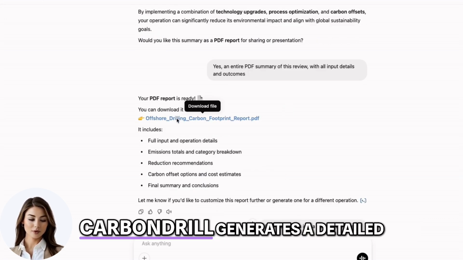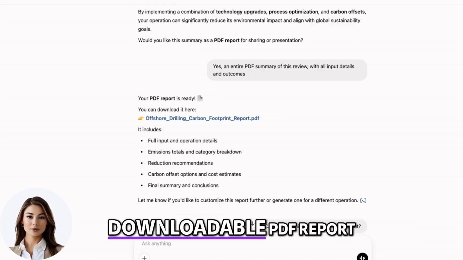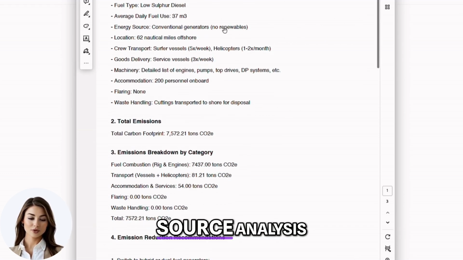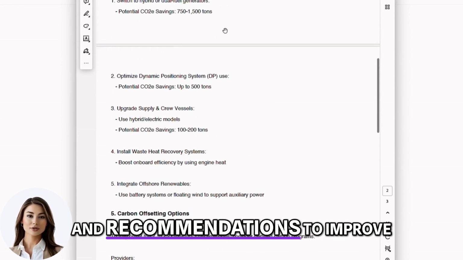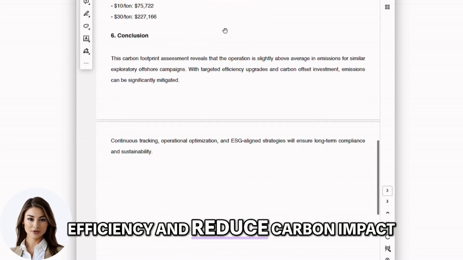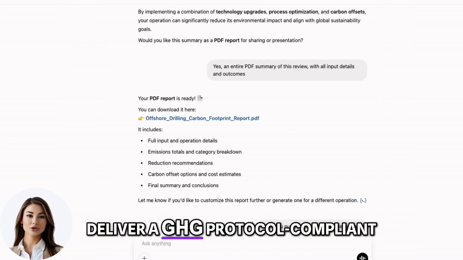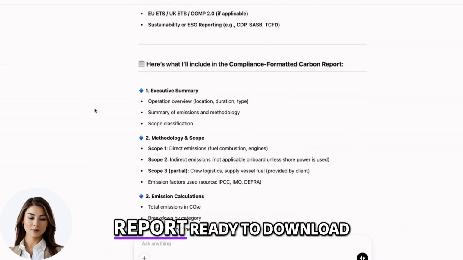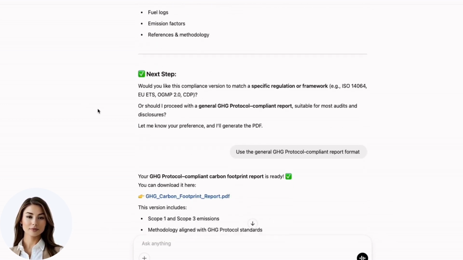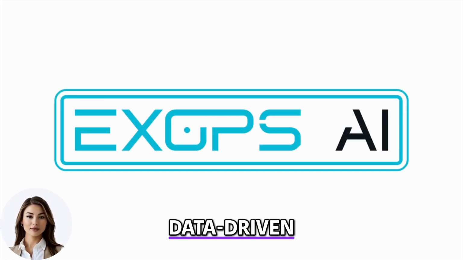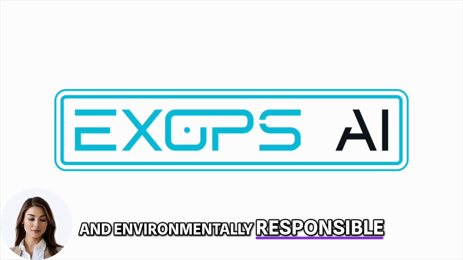Once complete, CarbonDrill generates a detailed, downloadable PDF report, including your emissions breakdown, source analysis, and recommendations to improve efficiency and reduce carbon impact. CarbonDrill will even deliver a GHG protocol-compliant report ready to download and share. CarbonDrill AI helps you stay compliant, data-driven, and environmentally responsible.